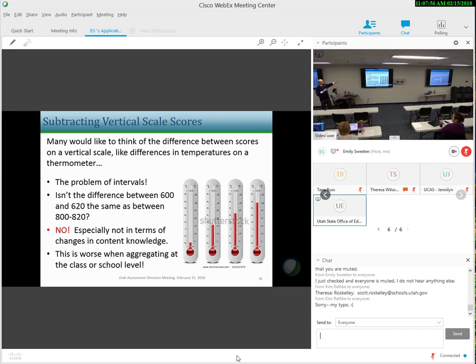So the point is, if you want to have fun, you could go to a meeting of econometricians and statisticians and talk about interval scales. What's truly an interval, where you have these equal interval problems. So why does that make a difference? Why am I even harping on this? We would like to think on the SAGE scale that the difference between 600 and 620 is the same as between 800 and 820.